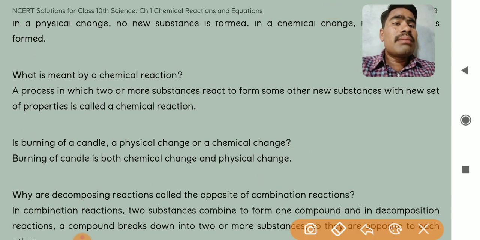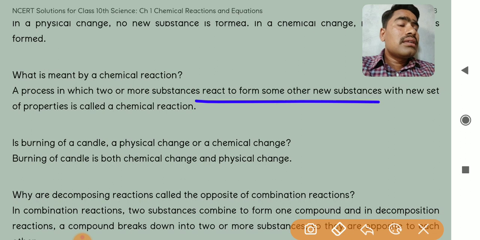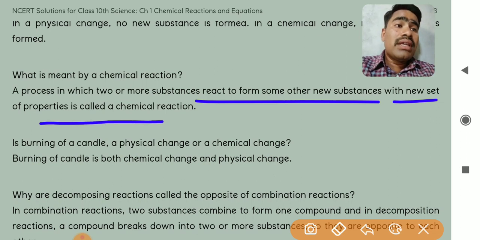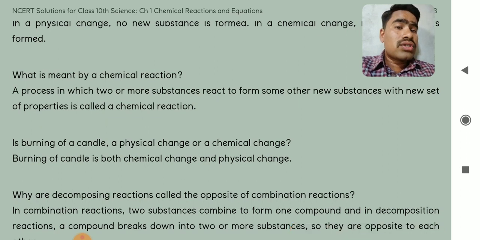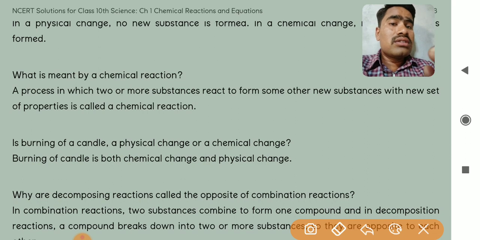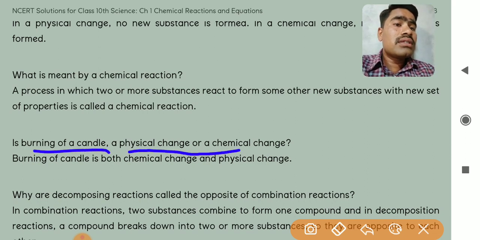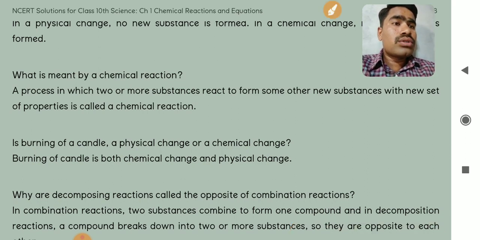So what is meant by a chemical reaction? A chemical reaction is a process in which two or more substances react to form a new substance, and that new substance has an entirely new property compared to the raw material. That's why that process is called a chemical reaction. Sorry, that is not an example, this is the next question.